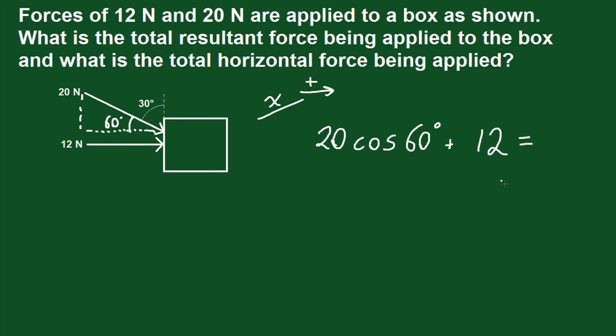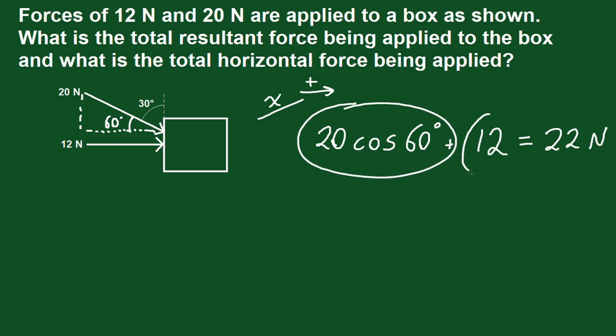And I can add these two things together. Again, you don't have to go through this process with this vector because this vector is 100% in the x direction. It has no vertical component to it. And if you do this, you should get as an answer 22 newtons. So this here just becomes 10 newtons plus 12 newtons, and you get 22 newtons.